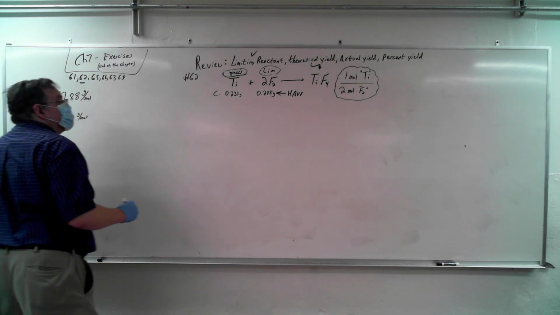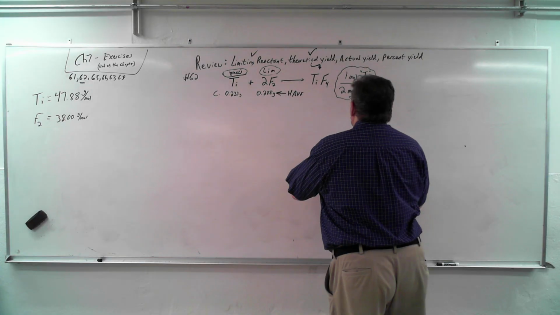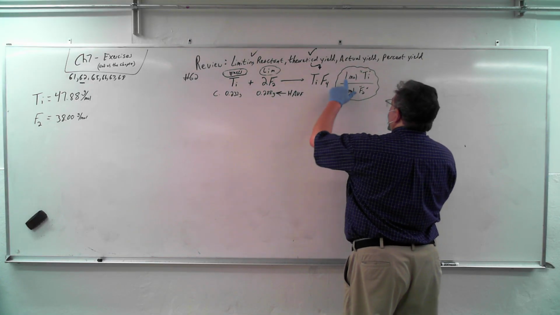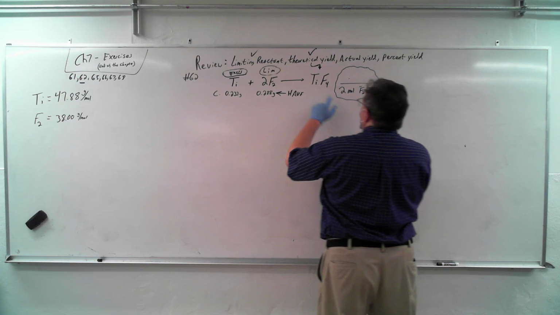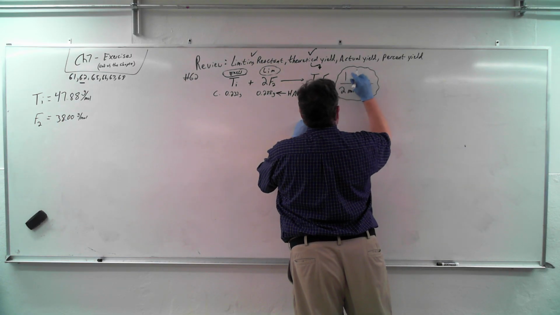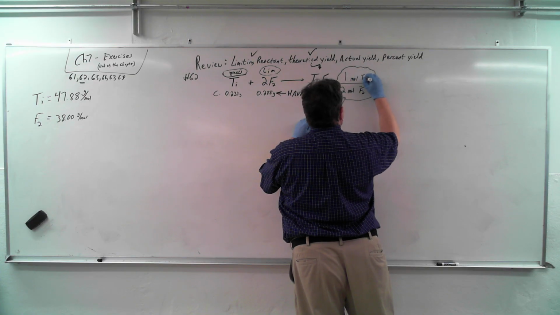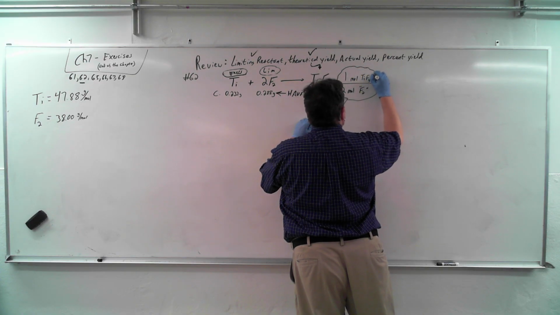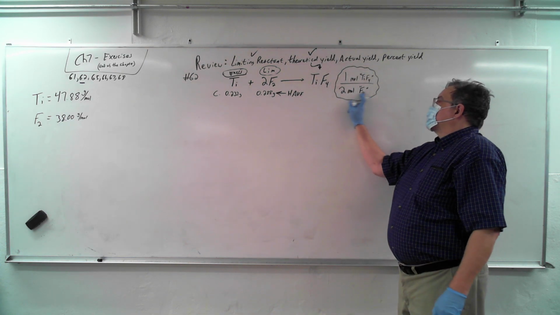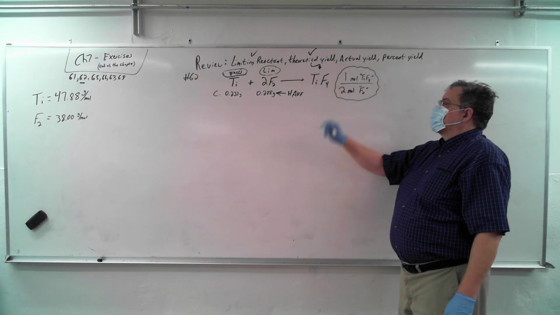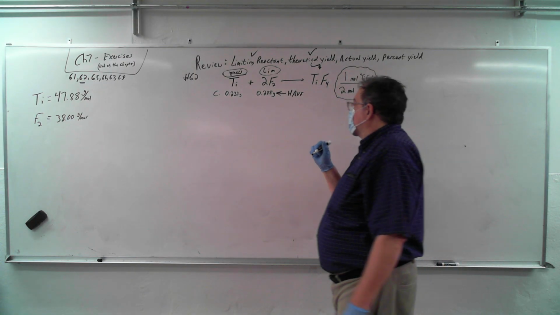So now we're using 2 F2 to 1 TiF4. 1 mole TiF4. So there's our limiting reactant, and there's our product. That's the relationship we need to predict the product.